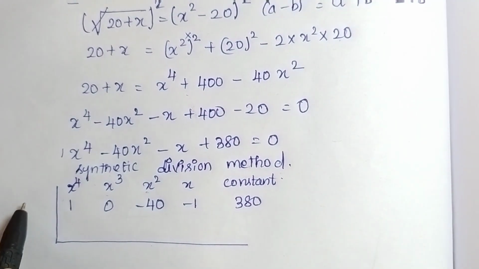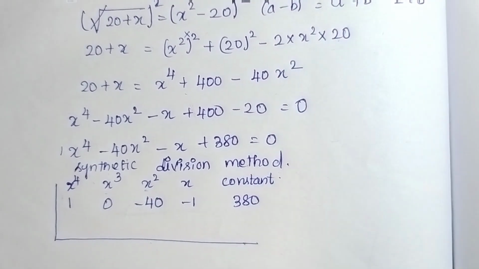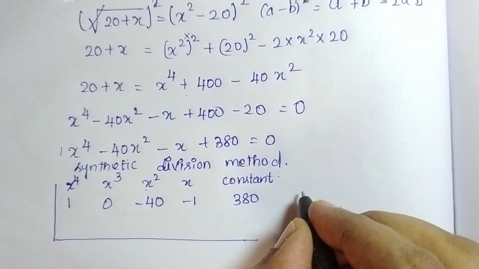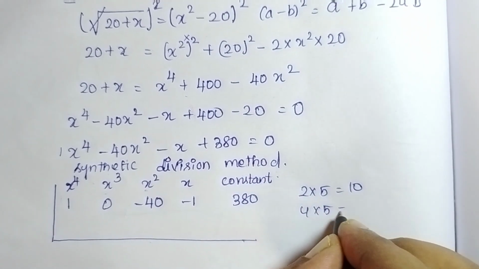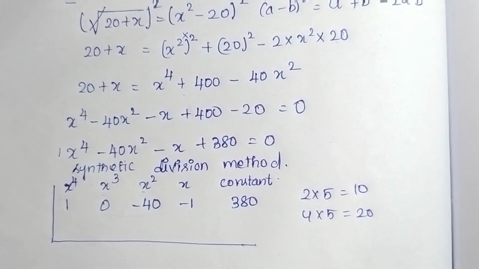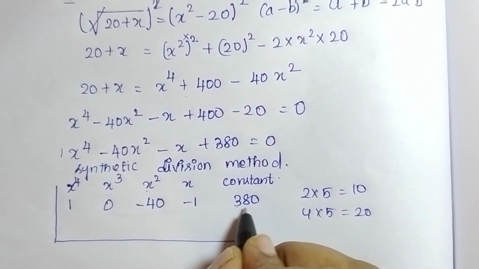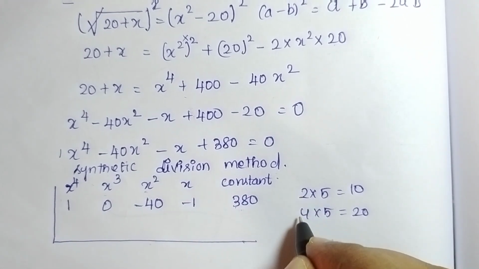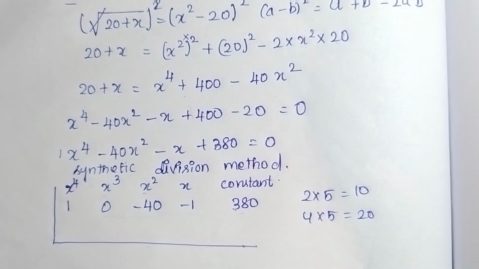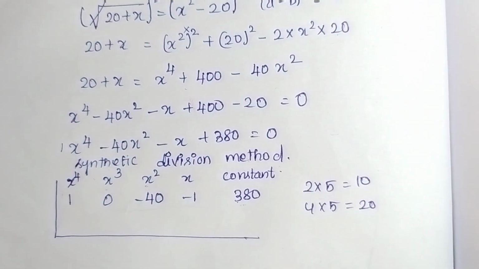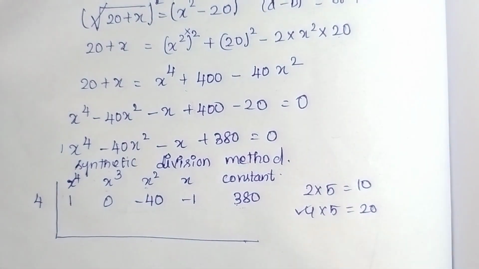In order to find the factor, first you need to check the constant. It ends in 0. So what are the possible factors? 2 into 5 is 10, and 4 into 5 is 20. 6 into 5 is also a factor, but 380 is the biggest number. First check with 4. Let's see if 4 satisfies the equation; if not, move on to 6. So first I am going to consider 4 as the factor.